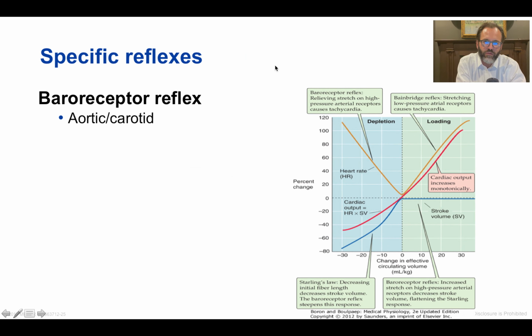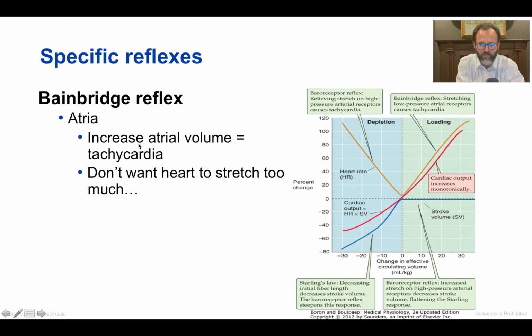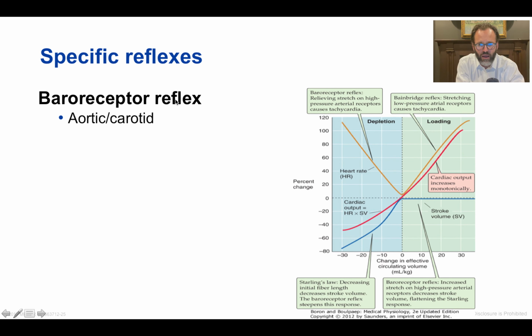Now, some other specific reflexes that we haven't really touched on, we'll revisit in the context of volume depletion and volume loading here. You can see with the baroreceptors, we'll just walk through this. We've got volume depletion here, so you can see that as we deplete effective circulating volume, we get a tachycardic response. And that is largely baroreceptor driven.